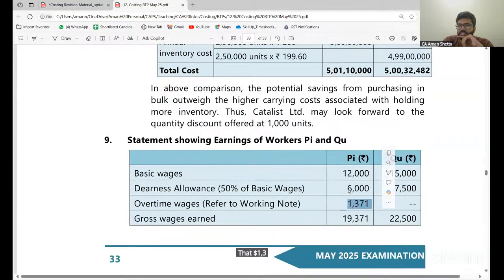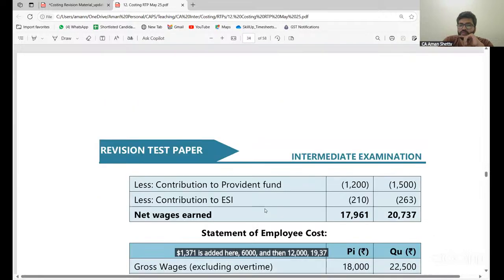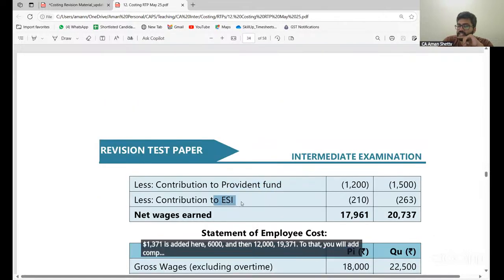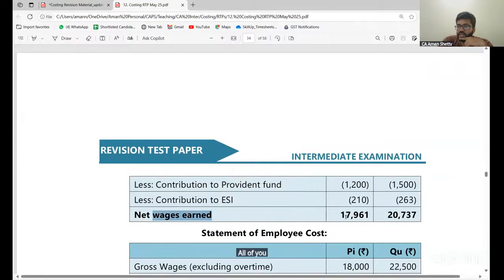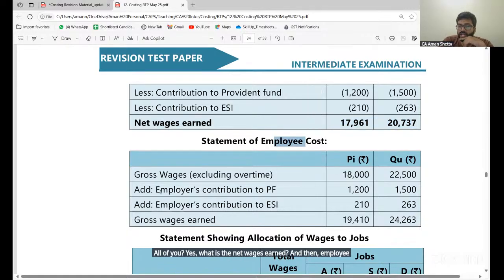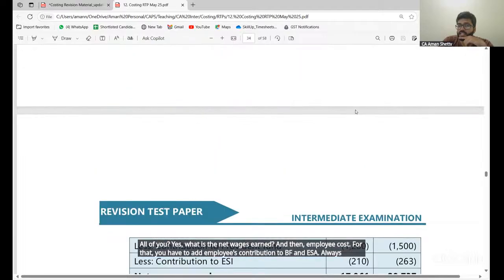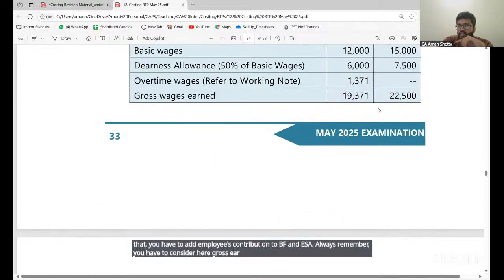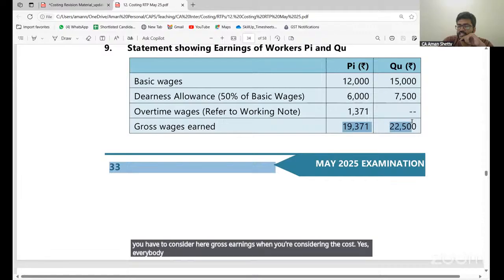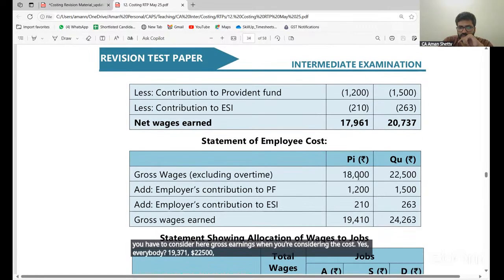That is added here. 6000 and then 12,000, 19,371. To that you will add provident fund and ESI. You will subtract to find out what the net wages earned are. All of you, what is the net wages earned? And then employee cost. For that, you have to add employee's contribution to PF and ESI. Always remember, you have to consider gross earnings when you're considering the cost. Yes, everybody, 19,371, 22,500. That's what you will consider here.